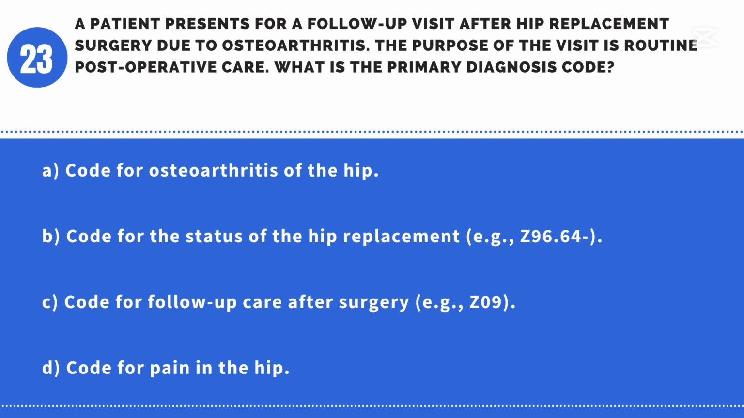Question 23. A patient presents for a follow-up visit after hip replacement surgery due to osteoarthritis. The purpose of the visit is routine post-operative care. What is the primary diagnosis code? A. Code for osteoarthritis of the hip. B. Code for the status of the hip replacement, example Z96.64. C. Code for follow-up care after surgery, example Z09. D. Code for pain in the hip.